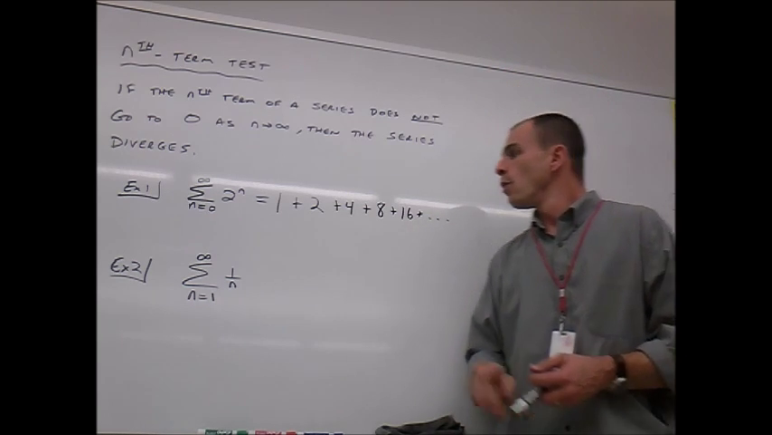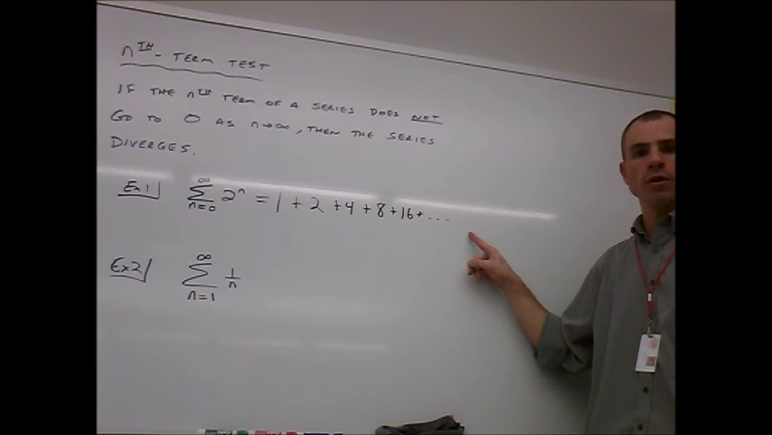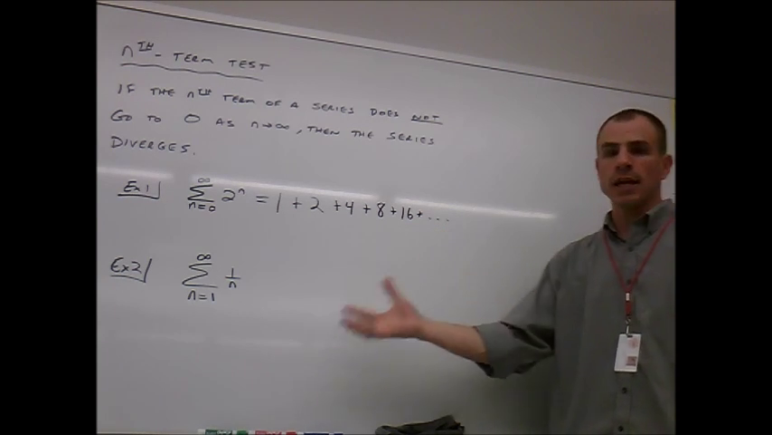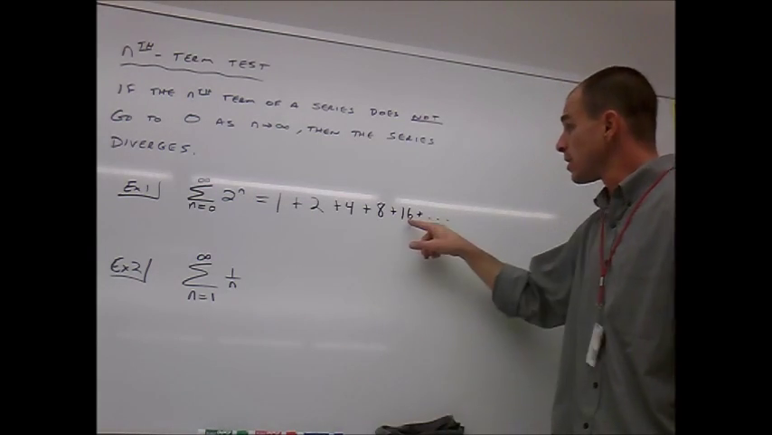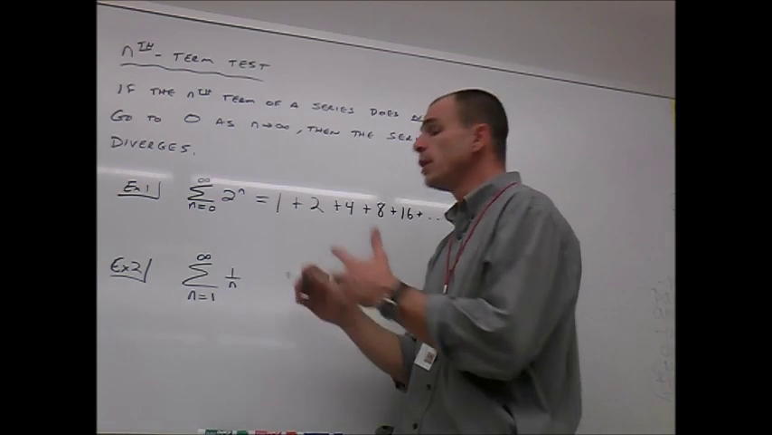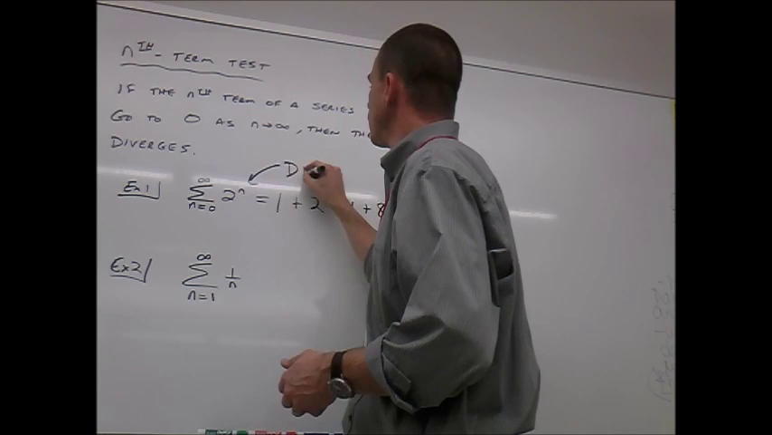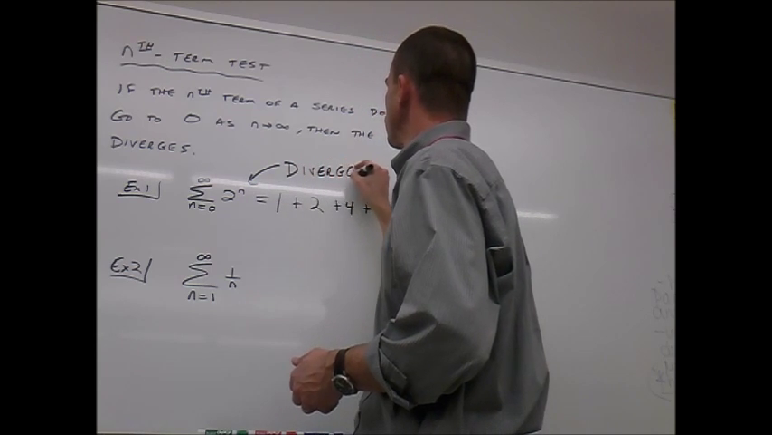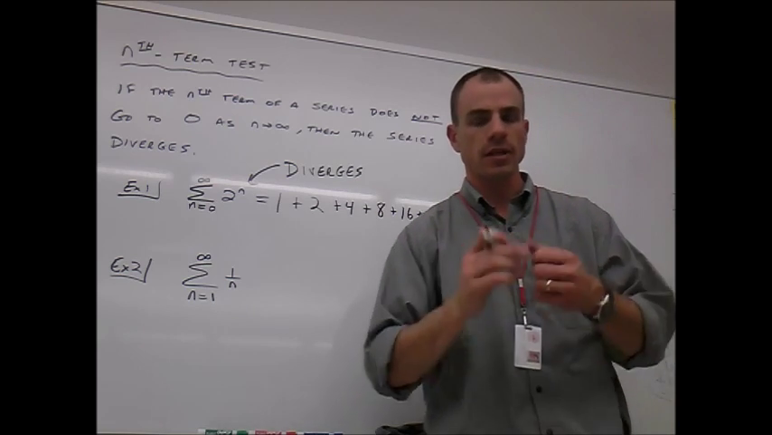Okay, is the nth term going to be heading towards 0 as n gets closer and closer to infinity? Obviously not. It's going to continue to grow. Okay, so the nth term test helps us in this case. We know right now that this series right here is guaranteed to diverge. Okay, it diverges because the nth term test tells us that it does.